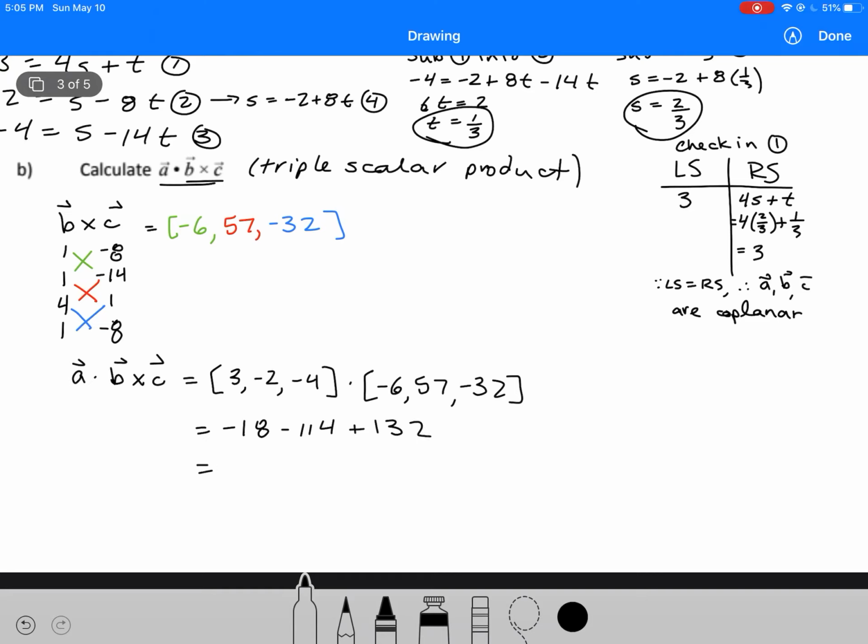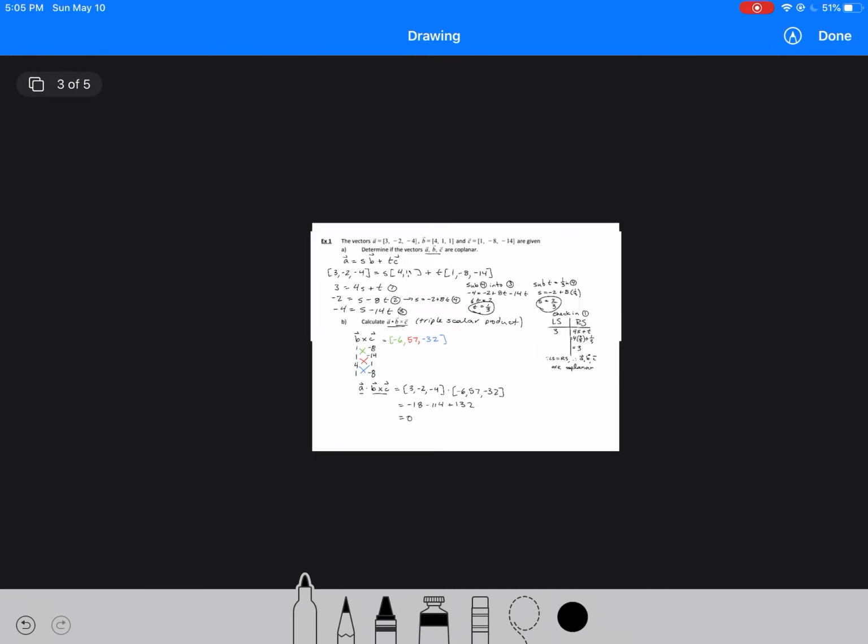And here, in this case, we get 0. Now this makes sense because if we do B cross C, we get a vector that's in the direction that's perpendicular to B cross C. We know that A is on the same plane as B and C, so a vector that's perpendicular to B and C would also be perpendicular to A, which makes the dot product 0.